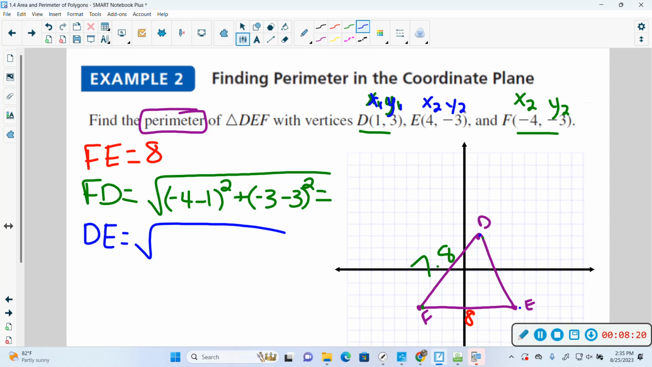So I'm going to do my x2 minus x1, so 4 minus 1 squared. My y2 -3 minus y1 squared. This is the most time-consuming thing you've got to do today.